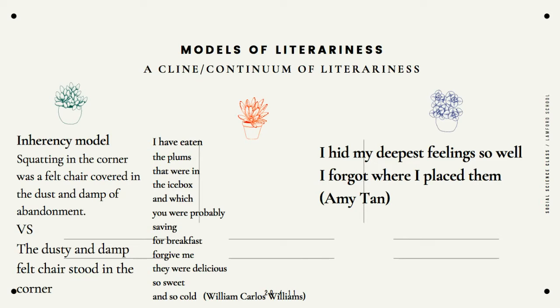Now the second one is a poem. I don't know whether you've heard of it: I've eaten the plums that were in the icebox and which you were probably saving for breakfast. Forgive me, they were delicious, so sweet and so cold. When I first saw this many years ago, I said, even I can write something like this. But William Carlos Williams was an influential poet in America, canonical. And this is how he wrote at that time. If you show this to Shakespeare, he'll say, what kind of rubbish poetry is this? Because at that point in time in America, this was the tradition. People were writing in this way.